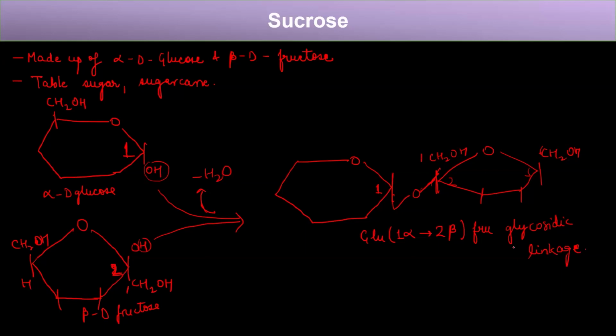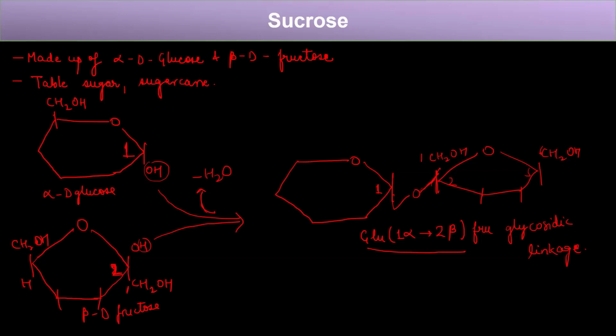Okay. So this is how the name works, because we have alpha glucose, in which the first carbon is involved in the bond formation, and we have beta fructose, in which the second carbon is involved in the bond formation. So the name will be glucose 1-alpha-2-beta fructose glycosidic linkage, and this kind of linkage is present in sucrose.